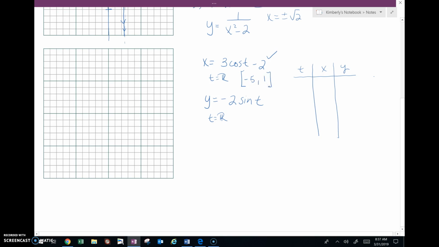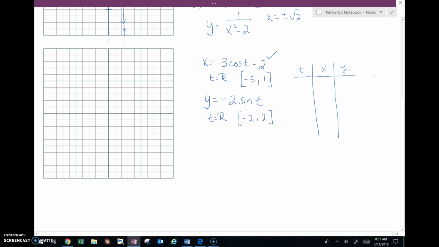Coming down to the y, it's just taking the sine graph from -1 to 1 and flipping it, which doesn't really change those y values, but then multiplying it by 2 gives you a vertical stretch from -2 to 2. So that part's pretty easy.